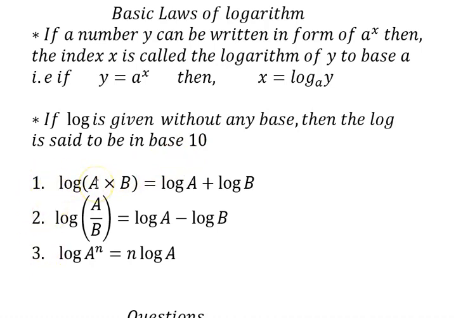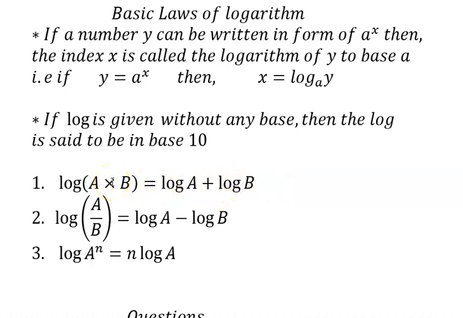Law number 1 says log a times b. Whenever you see any log of this form, a times b, this times sign may be there, it may not be there. You can have ab. If you have ab, it's still the same thing as a times b. But if you have any log of this form, the meaning is log a plus log b.